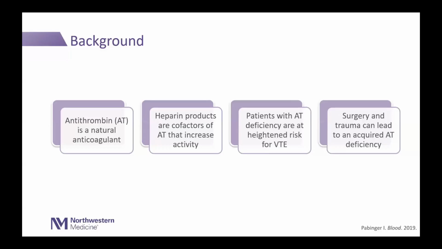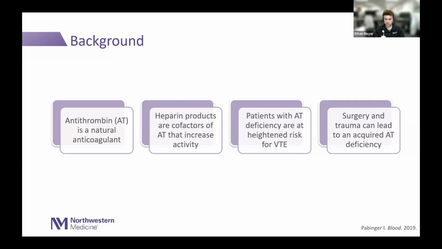Wanted to start by presenting a little bit of background information. So antithrombin is a natural anticoagulant, and as you can expect from the name, it inactivates thrombin. Heparin products are actually cofactors of antithrombin that increase activity by nearly 1,000-fold. Patients with antithrombin deficiency are at heightened risk for VTE, and heparin also is not as efficacious due to the mechanism of action in patients who are antithrombin deficient.